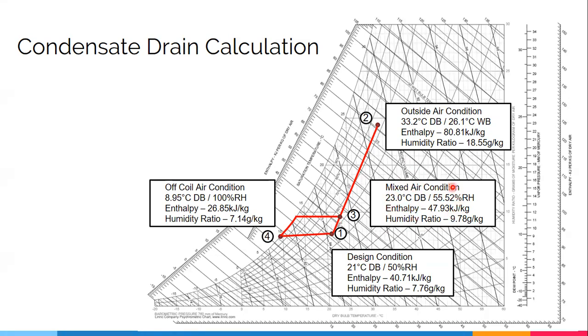This air condition will be the one going through the coil. Based on the psychrometric chart, the dew point that we're going to have is this much. This is our dew point. The difference between these two, the humidity ratio of these two points, one is 0.78, one is 7.14, is the amount of moisture or condensate that we're going to expect to extract in the system.